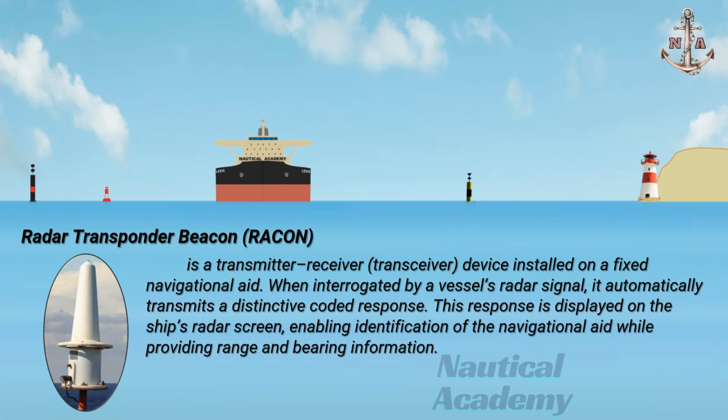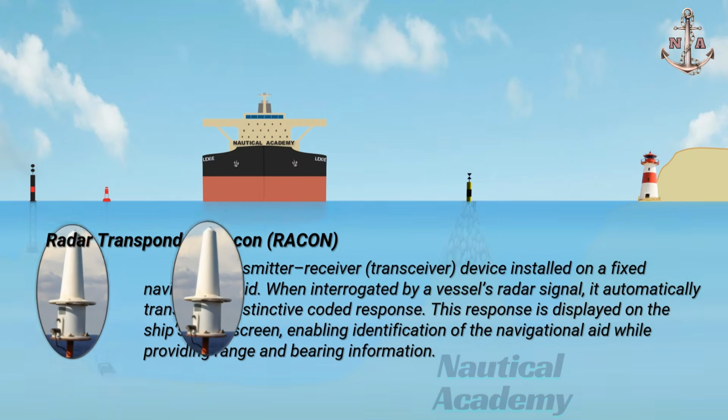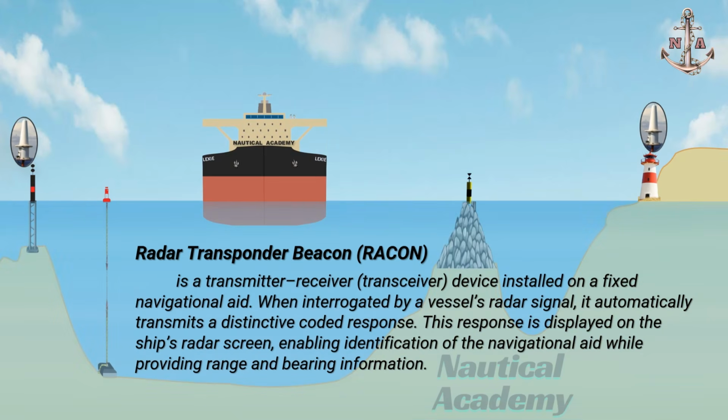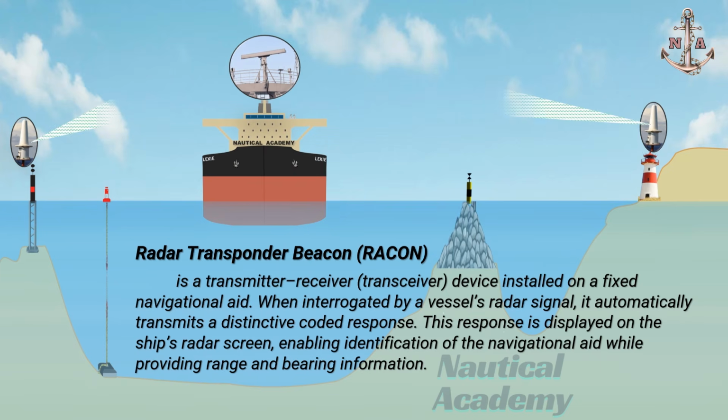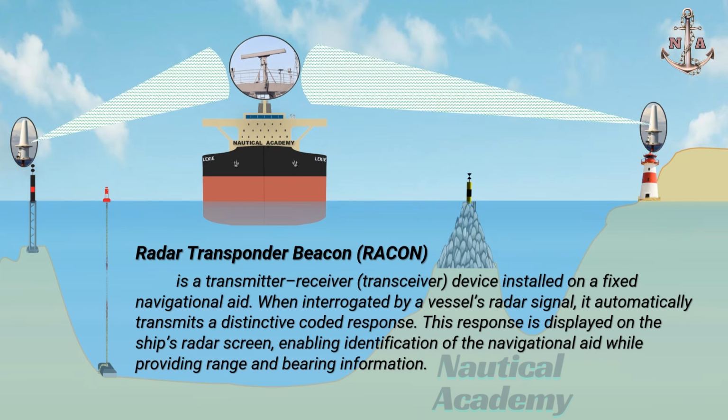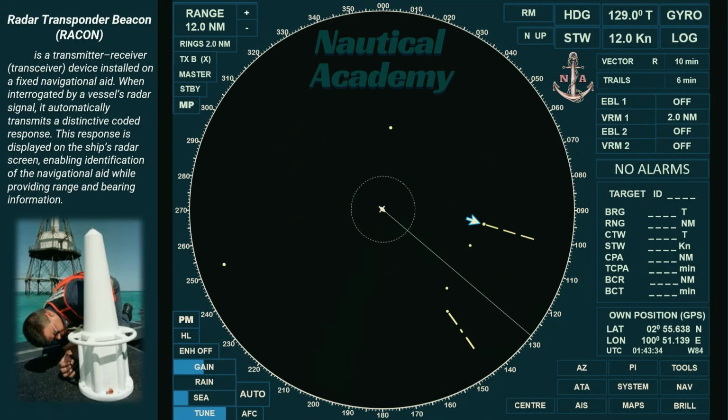A radar transponder beacon, or RACON, is a transmitter-receiver device installed on a fixed navigational aid. When interrogated by a vessel's radar signal, it automatically transmits a distinctive coded response. This response is displayed on the ship's radar screen, enabling identification of the navigational aid while providing range and bearing information.